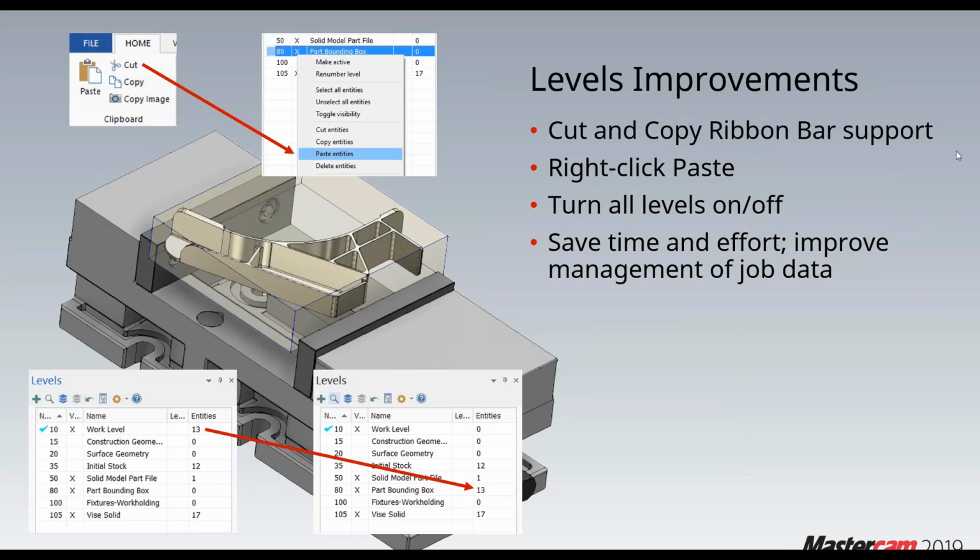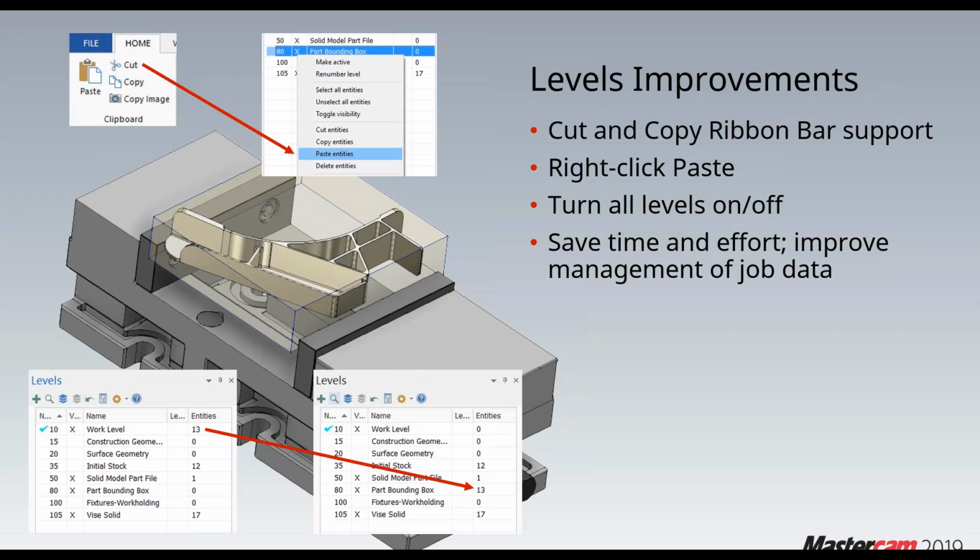So a little bit of level improvements. The big thing we've added here is the ability to copy and paste between levels. Before you would have to go into your graphics window, select what you wanted to copy, paste it, reassign it to another level. Well, now all you have to do is right-click the level, say copy entities, create a new level. See my example there? I got level 50, 80, 100, 105. I could create, say, 110 and copy all items from level 80 into 110 without having to ever go even into my graphics window.